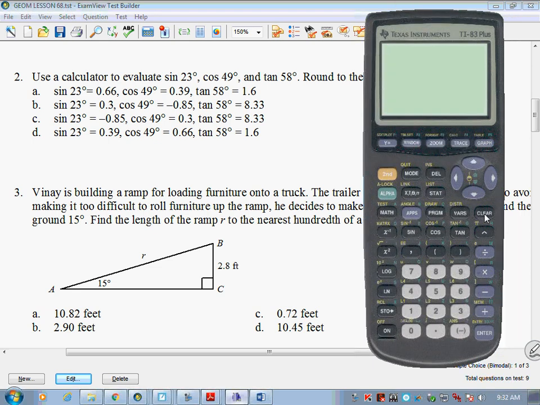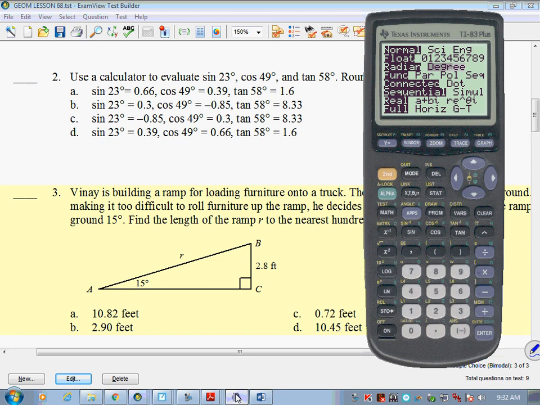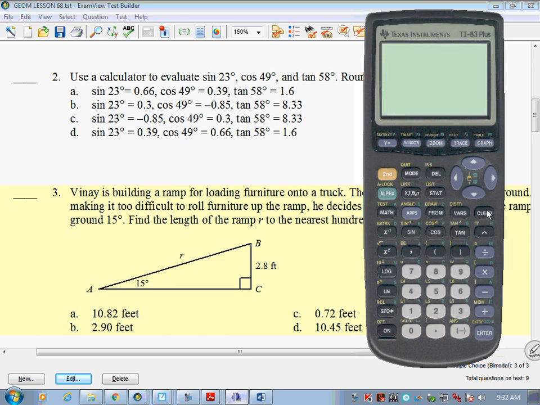The first thing I want to do with this is I want to make sure that my calculator is in degree mode. How do I check that? Well, we go to mode. We come down here. Is my calculator in degree or radian mode? So I need to change it, right? All right, but before I do that, I want to show you what it's going to look like if I don't. Okay? I want to show you that it's going to give me the wrong answer. Okay? The question is, what is sine 23? So I'm going to hit the sine button, and I'm going to hit 23. Okay? And I'm going to hit enter.